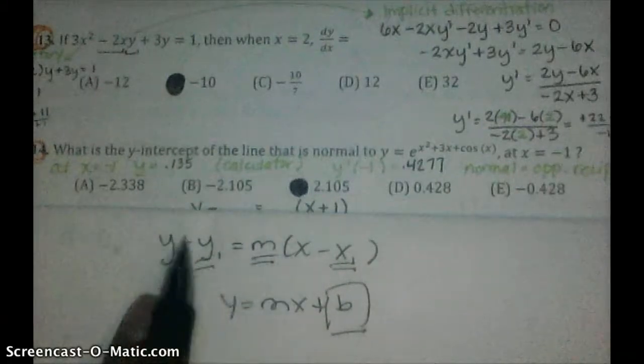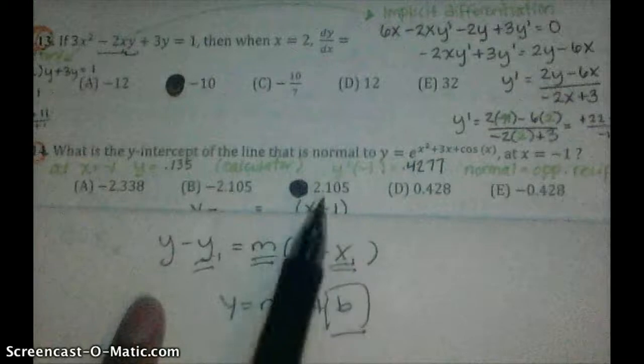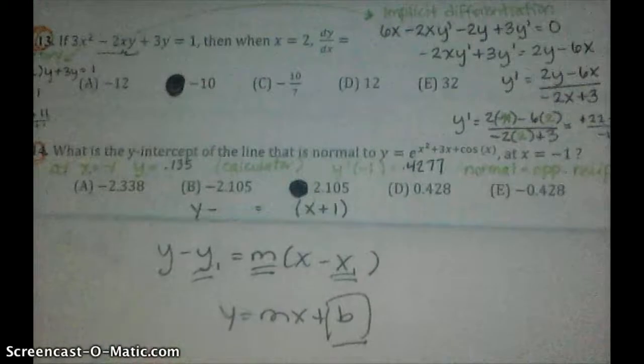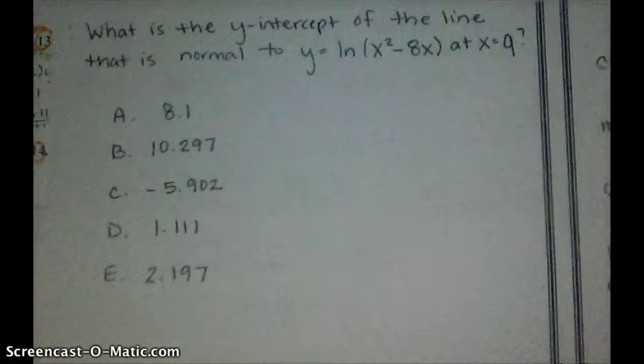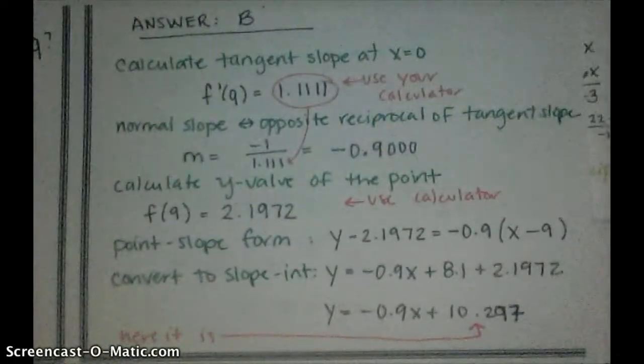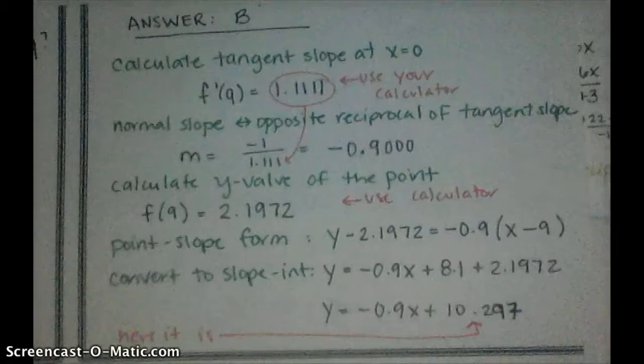Distribute and add this term over, and the correct answer was 2.105. Let's try one for you. There are a lot of steps for this one, so have the grit to keep going at it. And the answer was B. And I've got each of the steps written out here. Make sure you know what buttons to push. If you need more time, pause, otherwise we'll move on.